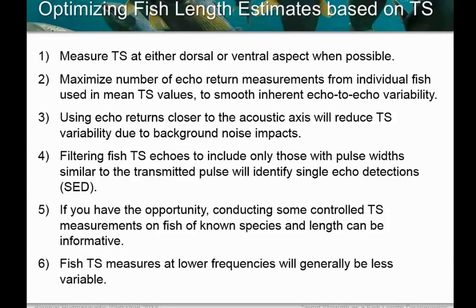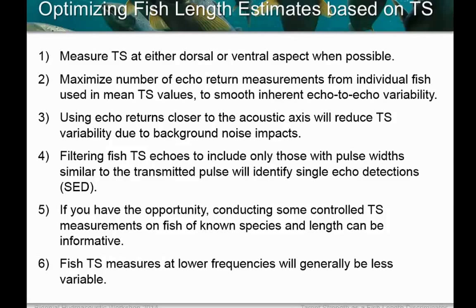Even though those off-axis echoes near the edge of the beam are compensated, the losses in the voltage due to them being on the edge of the axis is corrected in that target strength estimate, there's always some degree of background noise that'll have some contributions to those echoes near the edge.